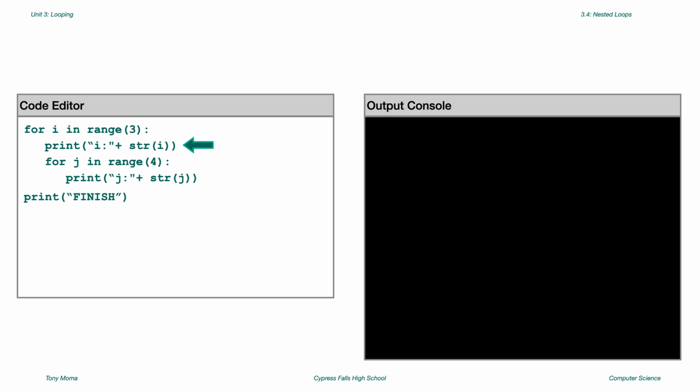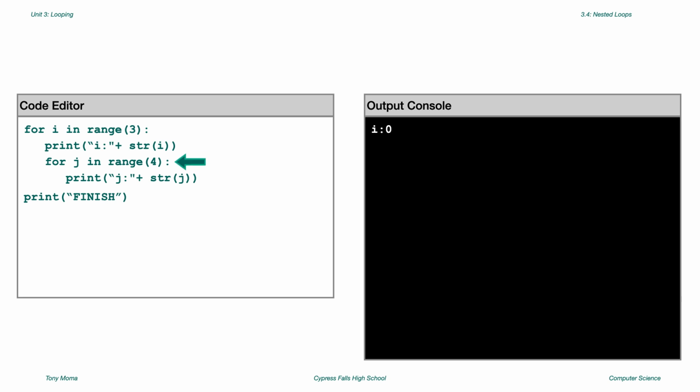First, we write a print statement which says print the string i, a colon, followed by the value of the variable i. Notice that I use the str method to convert the variable i to a string. Remember, this is necessary. We cannot concatenate integers with a string. To concatenate them, I first have to convert the variable to a string. So when I execute this, what's the initial value of i? Well, the initial value of i will be 0. So i colon 0 gets printed out.